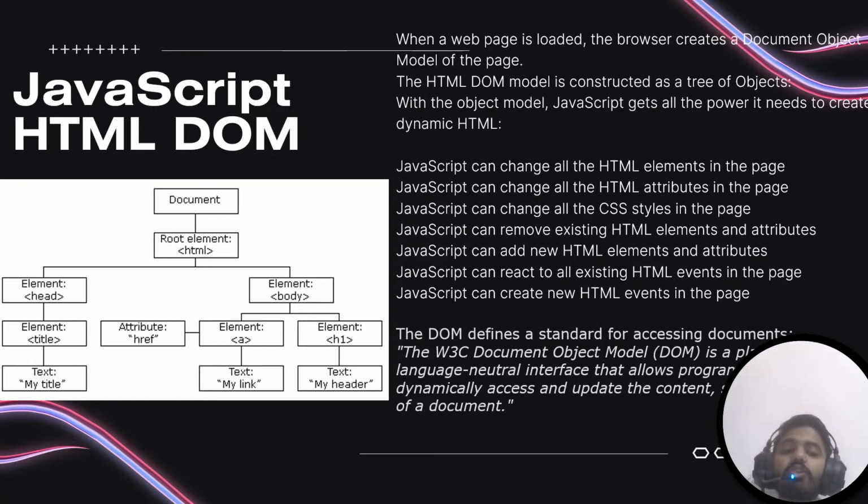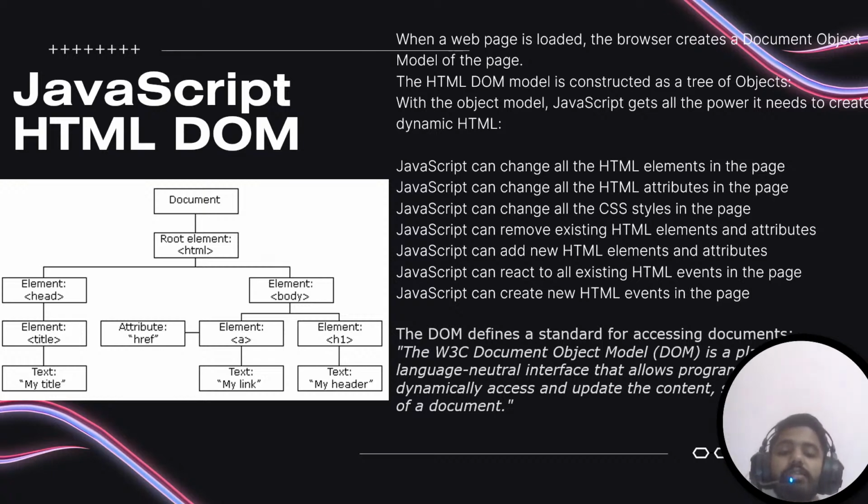JavaScript can change all the HTML elements in the page, and it can change all HTML attributes as well. It can change the CSS. So for JavaScript to access all this HTML, CSS, XML, this DOM is made, and some objects and functions are made to use them. JavaScript can change CSS styles. It can remove existing HTML elements and attributes, add new HTML elements and attributes, and create events, correct? The DOM defines a standard for accessing documents. So to access the whole document, a standard is defined.